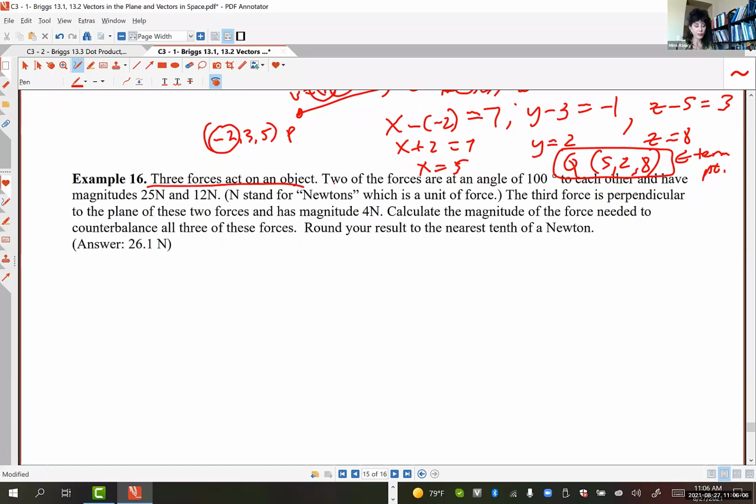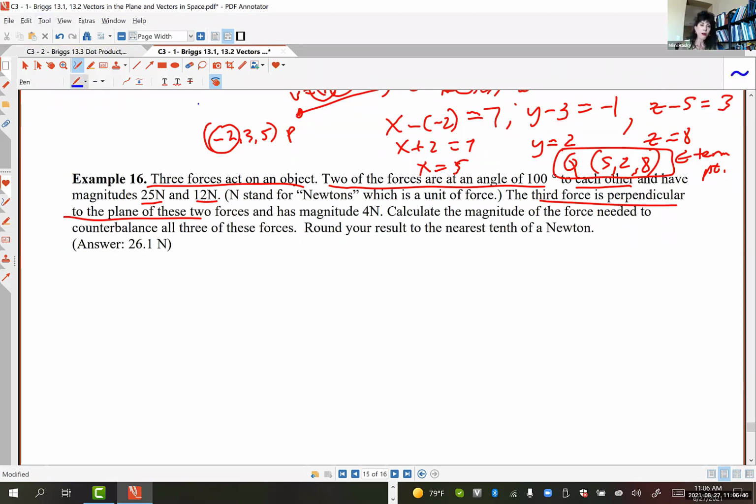3 forces act on an object. 2 of the forces are at an angle of 100 degrees to each other and have magnitudes 25 newtons and 12 newtons. Ooh, newtons. You're using the metric system. Oftentimes you're using newtons instead of pounds. In the previous couple examples we did, the units were pounds, but here they're newtons. Different. The third force is perpendicular to the plane of these 2 forces and has magnitude 4 newtons. Calculate the magnitude of the force needed to counterbalance all 3 of these forces. Oh my goodness, what the heck?